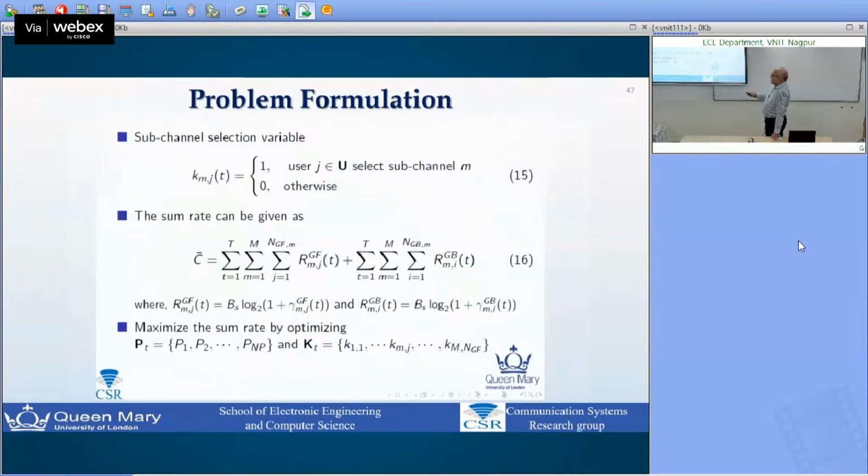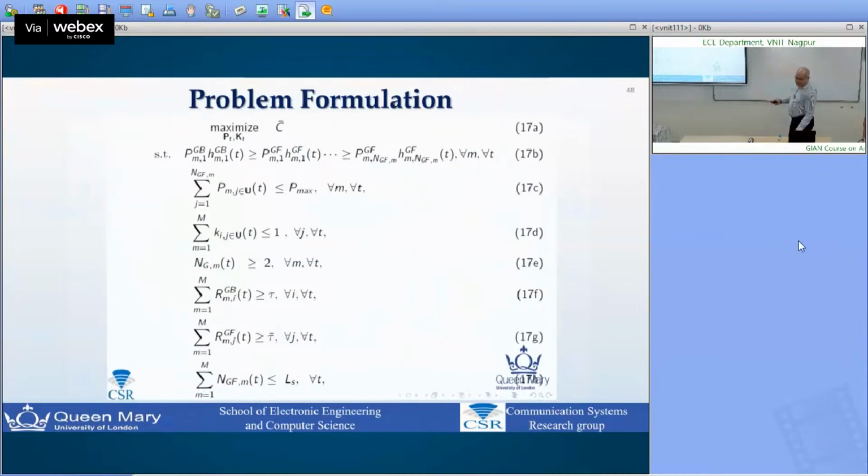We have to maximize this sum rate of grant-based and grant-free users, where these are the rate of grant-free and the rate of grant-based. The devices have to select the correct channel and correct power level. So this is the problem. Again, we are going to have certain constraints. First constraint: the grant-based user should be decoded first, then the grant-free users based on their power levels.